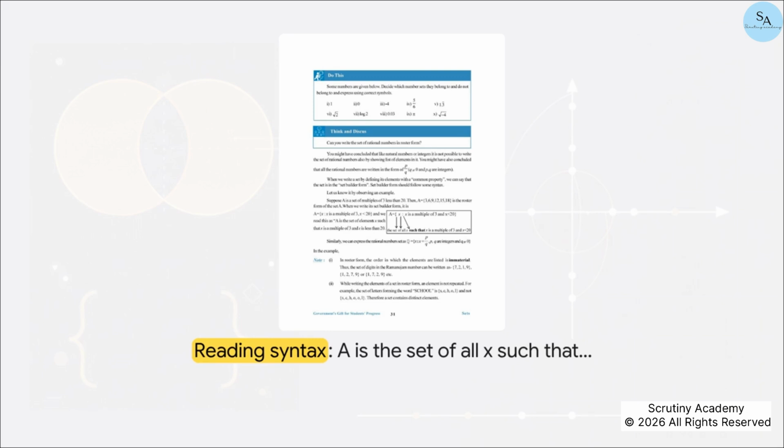The opening curly bracket is read as the set of all X. The colon is incredibly important. It translates to the phrase such that. And then you just read the rule. So altogether, you'd read it out loud as A is the set of all X such that X is a multiple of 3 and X is less than 20. See? It's just a regular sentence written in math code.